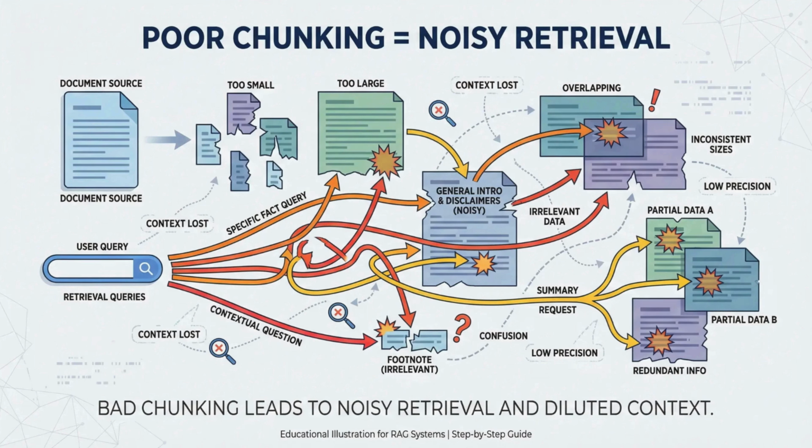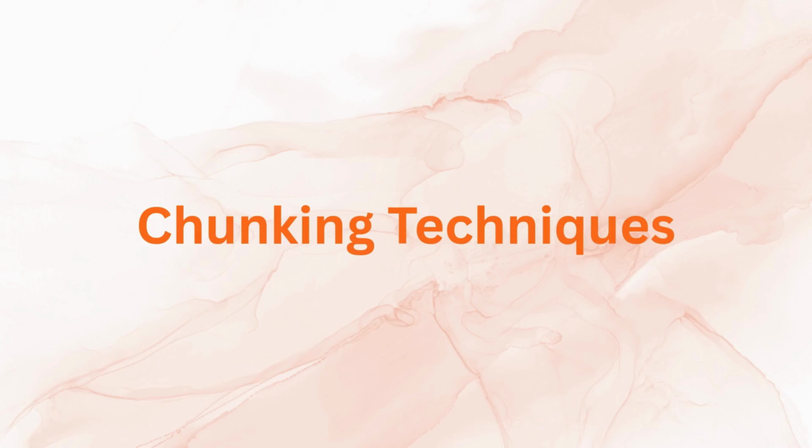Let's look at some trade-offs. If chunks are too small, they lose semantic meaning, require many chunks to answer a single question, and force the model to reconstruct logic on its own. If chunks are too large, they produce diluted embeddings, retrieve irrelevant information, and waste valuable context space. Okay, so let's look at some of the chunking methods.